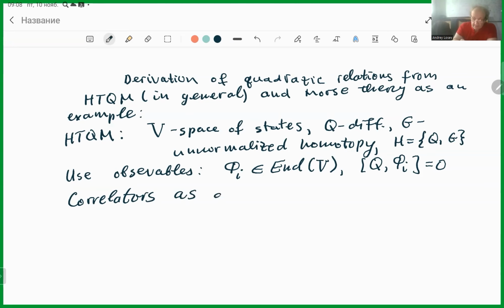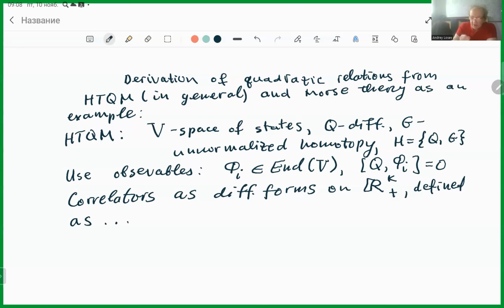as differential forms on, and here let me put it R plus to the power k, defined as. But before I say how I am going to define correlators, I need to introduce one more concept. And this is a concept of vacuum.